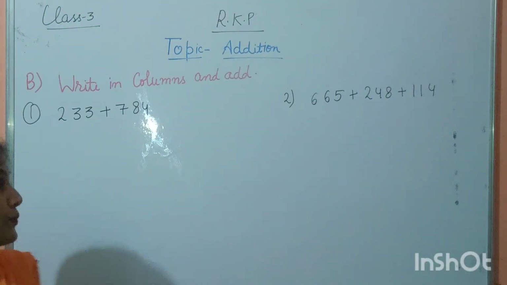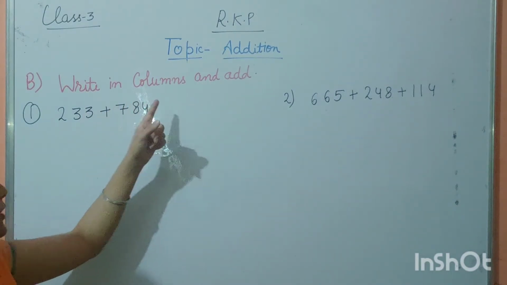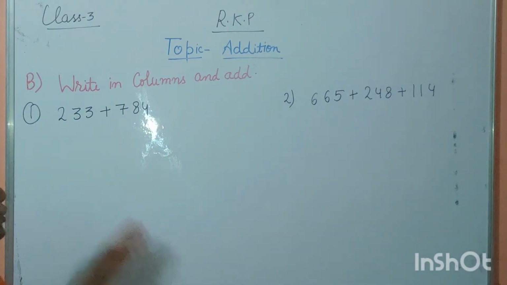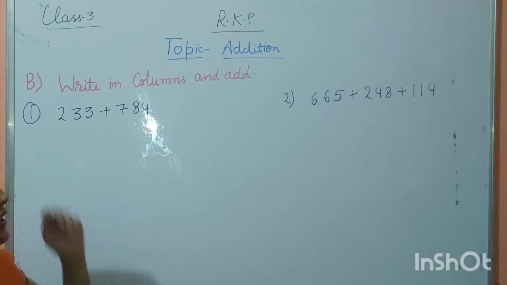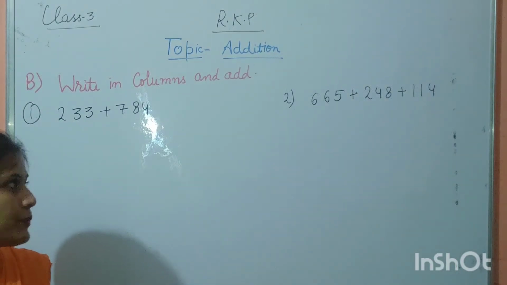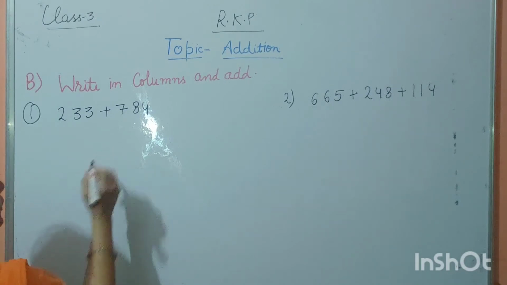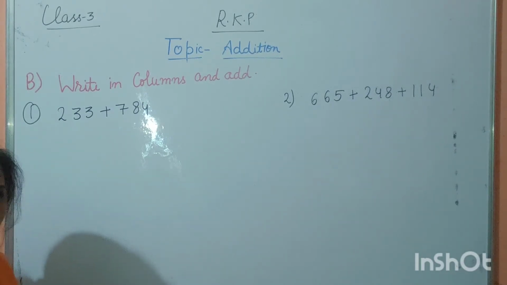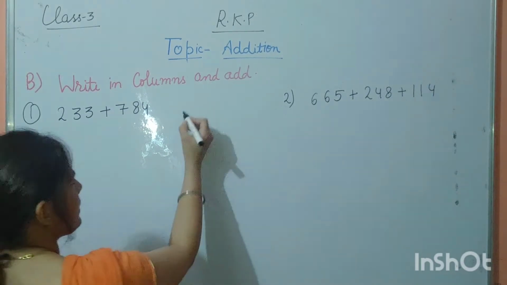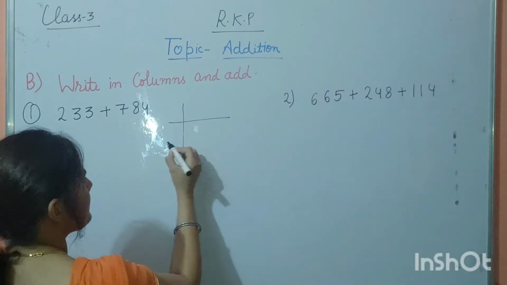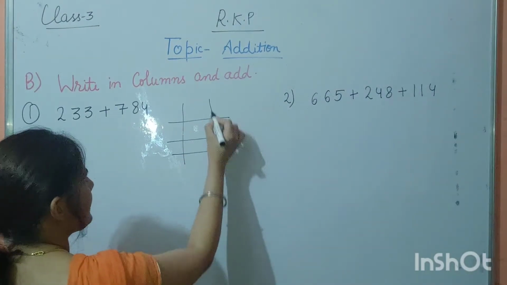Now students, our next topic is write in columns and add. First of all, you have to arrange the numbers in columns and then add. Okay. How will you arrange them in columns? First of all, you should know what the rows and what the columns are. Suppose you are given these lines like this.